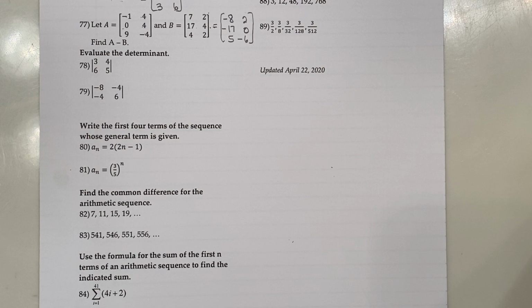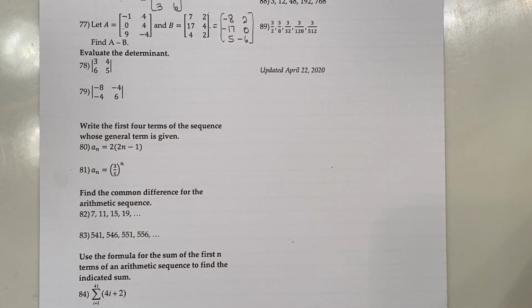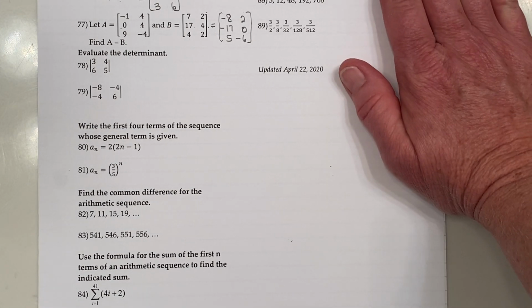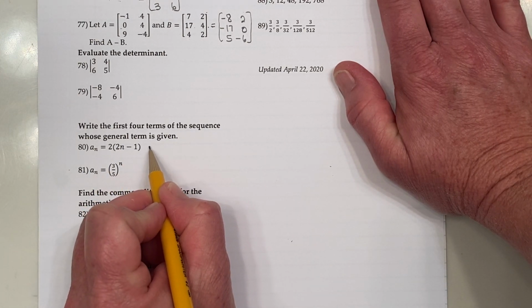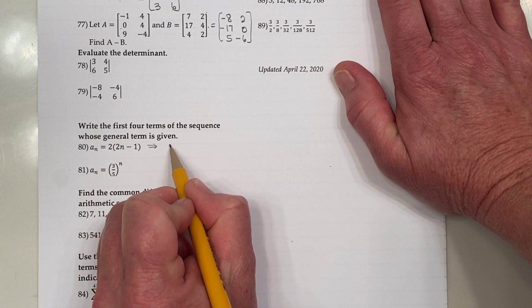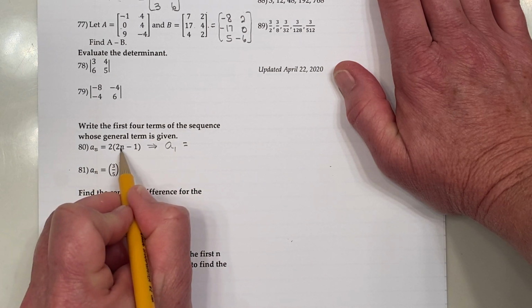Write the first 4 terms of the sequence whose general term is given. So we've got this little formula here. So we want 4 terms. So we just take turns letting n be 1, n be 2, all the way up to n equals 4. And I think I have enough room to where I'm going to just come over here and say, okay, a sub 1. So if n is 1, n is 1 here.